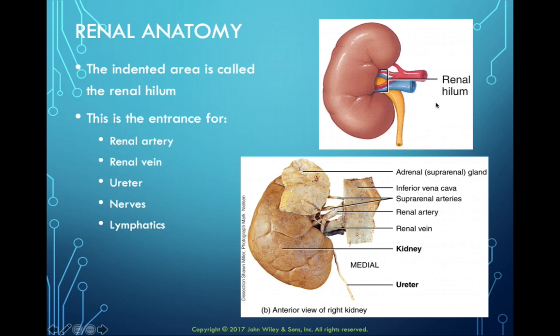All right, the indented area right here, where the renal artery, vein, nerves, lymphatics, and even the ureters enter or exit the kidney, is called the hilum. So there's the renal artery, vein, ureter, nerves, and lymphatics. This is what it looks like on a real kidney.